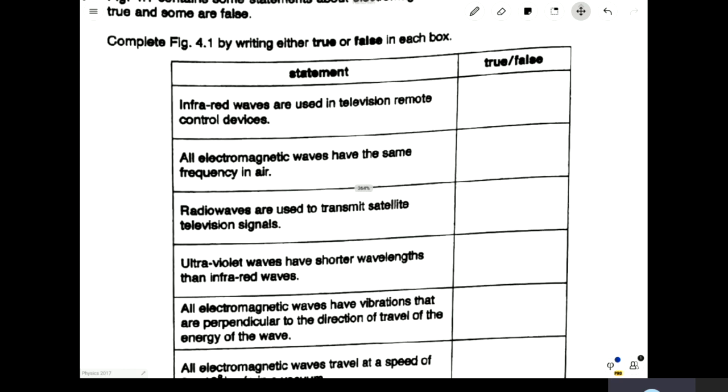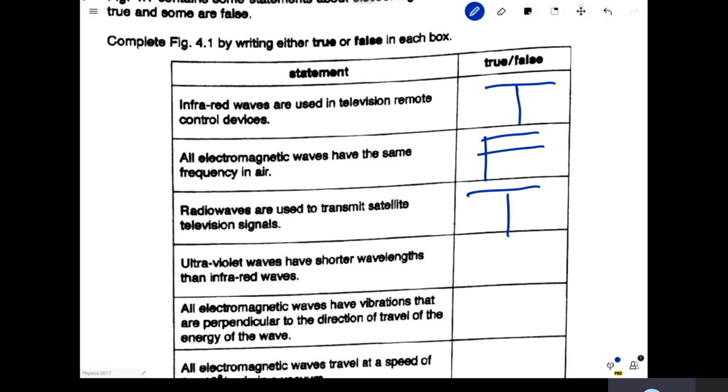Okay, so there are some statements about electromagnetic waves, some are true and some false. Complete all of that. First, infrared waves are used in TV remote. True or false? True. Next, all electromagnetic waves have the same frequency in air. False, different frequency, different wavelength. Radio waves are used to transmit satellite television signal. Yeah, that's true.